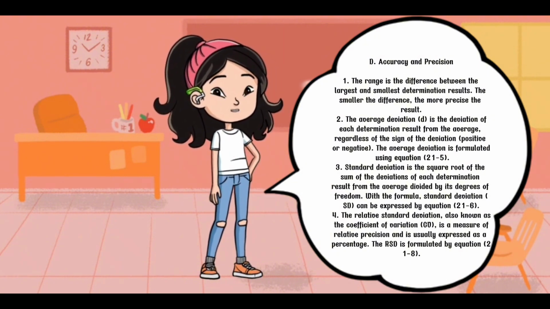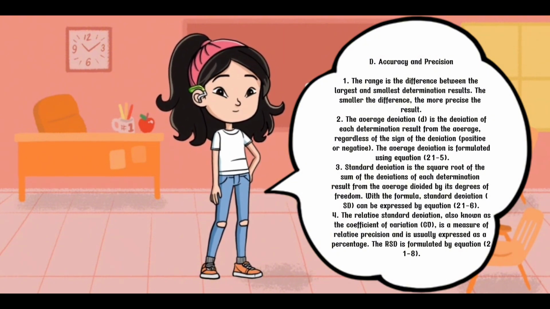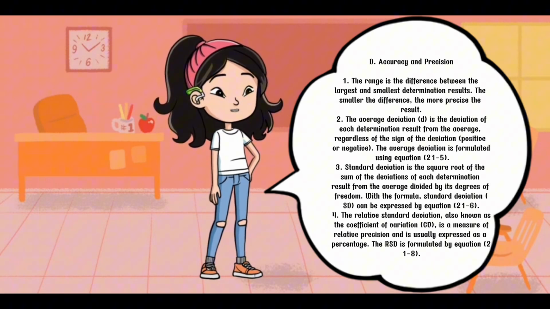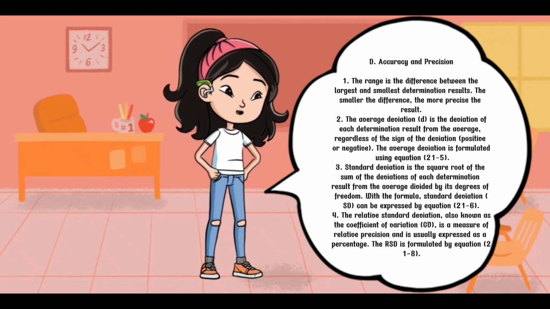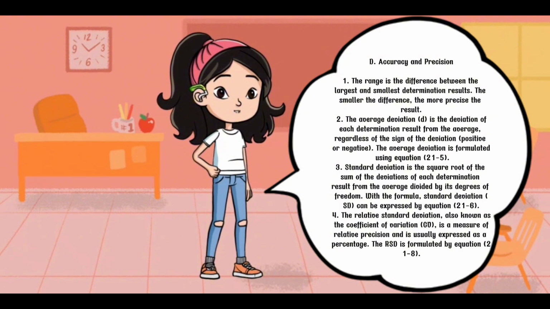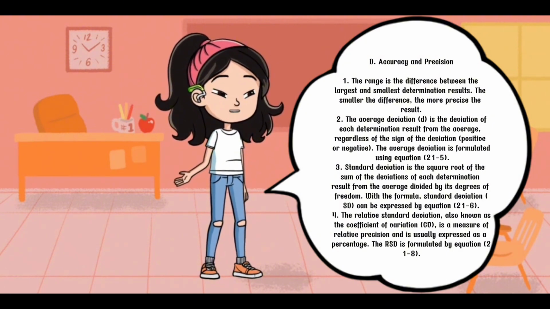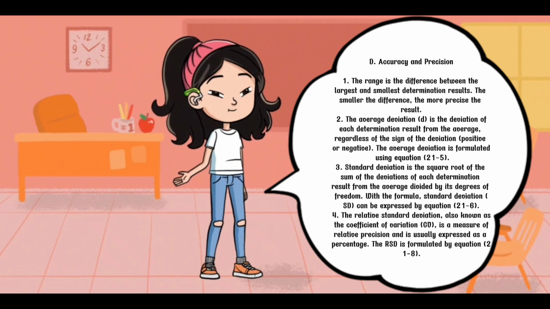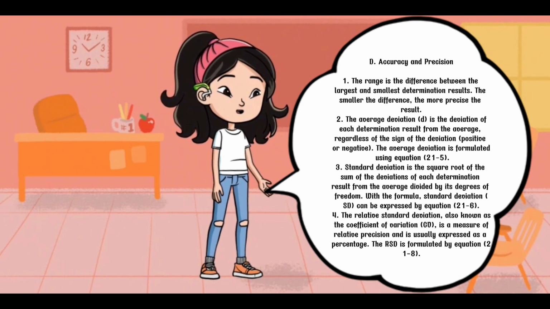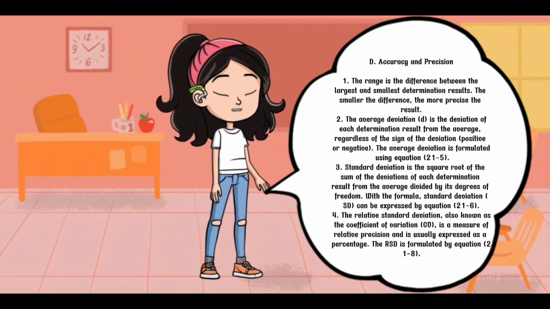3. Standard deviation is the square root of the sum of the squared deviations of each determination result from the average divided by its degrees of freedom. 4. The relative standard deviation, also known as the coefficient of variation, CV, is a measure of relative precision and is usually expressed as a percentage.